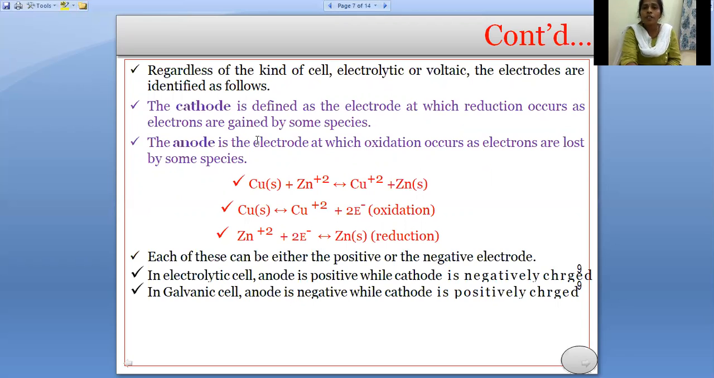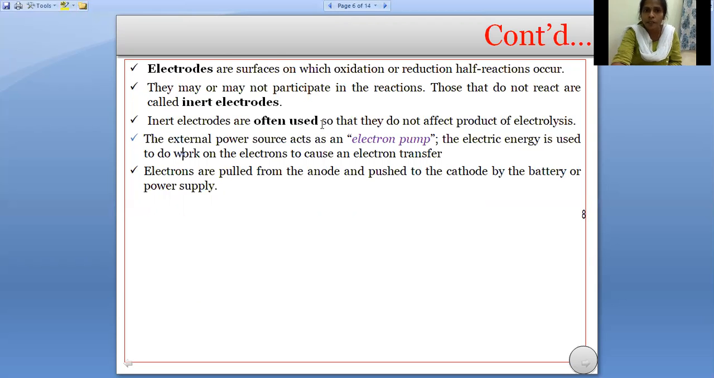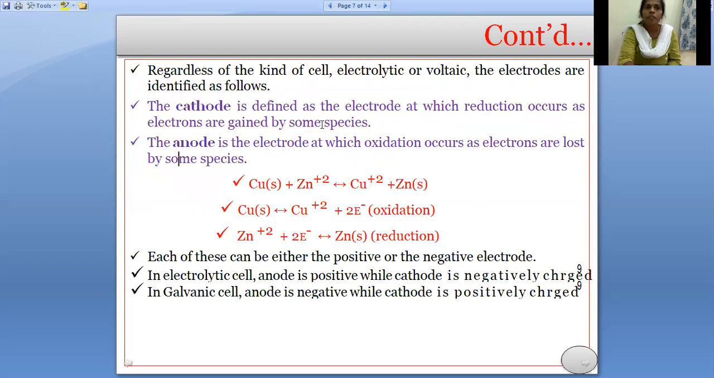Regardless of the kind of cell, electrolytic or voltaic, the electrodes are identified as follows. The cathode is defined as the electrode at which reduction occurs as electrons are gained by some species. The anode is the electrode at which oxidation occurs as electrons are lost by some species. So what is happening at the cathode? At the cathode, reduction occurs. At the anode, oxidation occurs. At the cathode, electrons are gained. At the anode, electrons are lost.